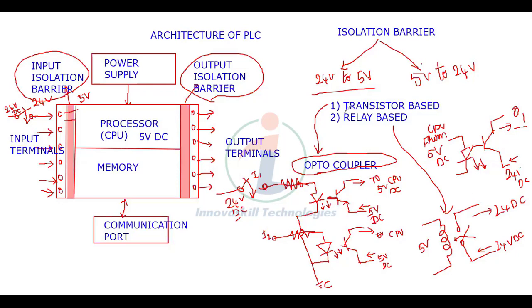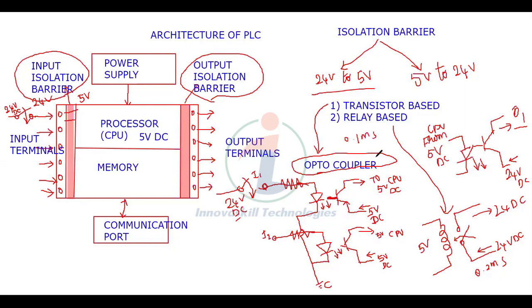So why are there two different devices? Some PLC will have transistor, some will be having relay. So what is the difference between transistor and relay based? Compared to relay based PLC, this transistor based PLC's speed of operation will be much faster. For example, if relay based is taking some 0.2 millisecond for this switching 5 to 24, this transistor will take only 0.1 millisecond.